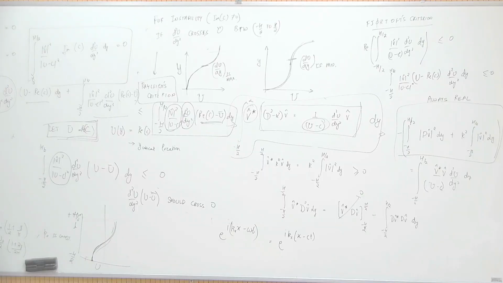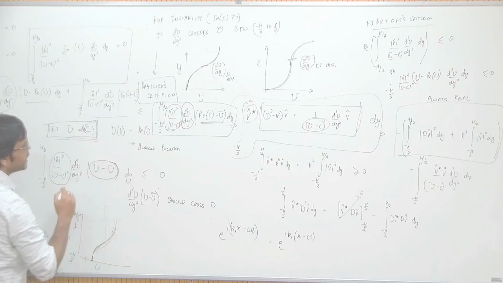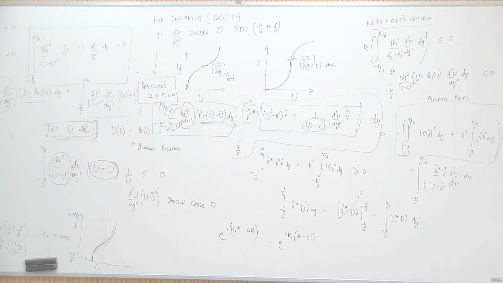Another thing: why should it cross 0? In this case, the product has to be less than or equal to 0, so it has to be negative. This part is always positive. And u minus u bar will never be always negative, because u bar is somewhere a value of u. Below that or above that, it will be less than u bar or greater than u bar. So this quantity will also cross 0 somewhere, based on Rayleigh's criterion for instability. So the product should cross 0 somewhere based on this criterion.